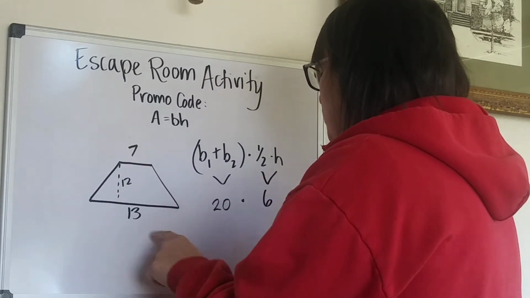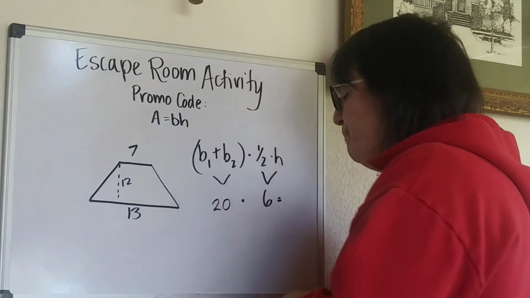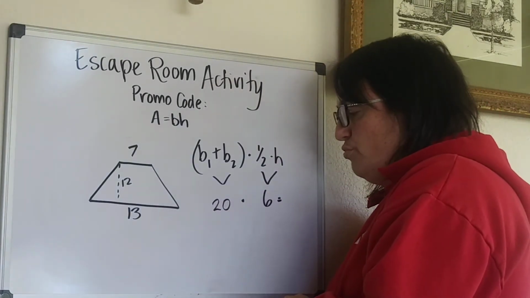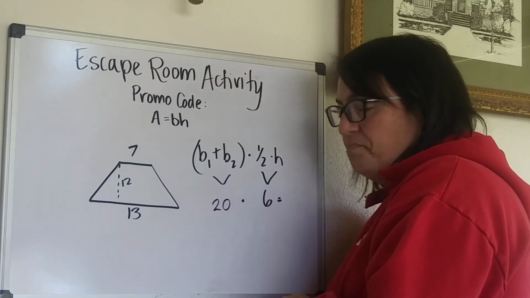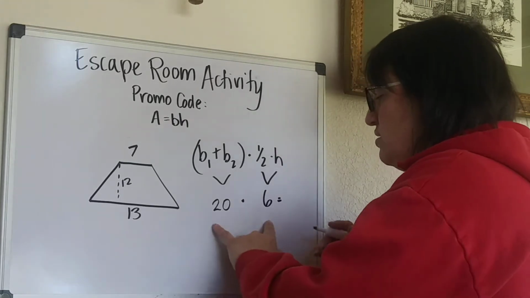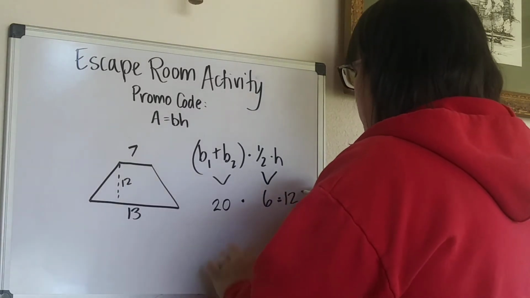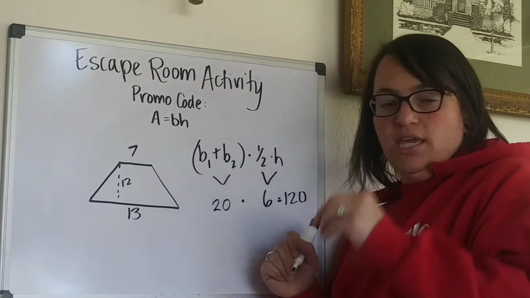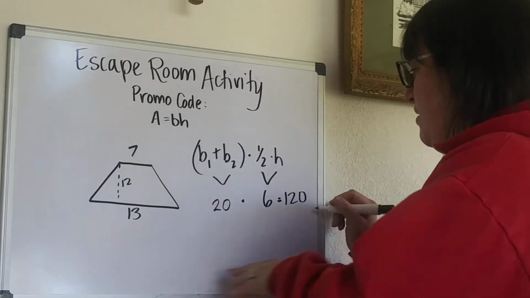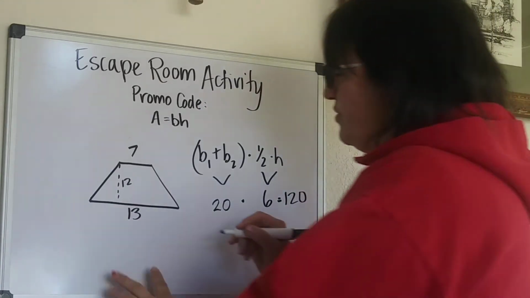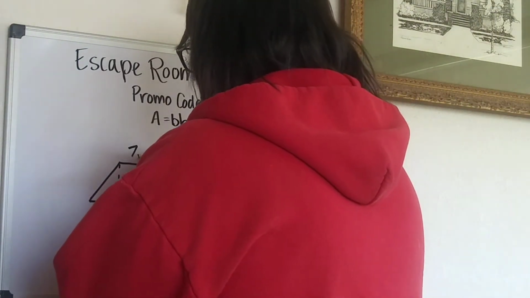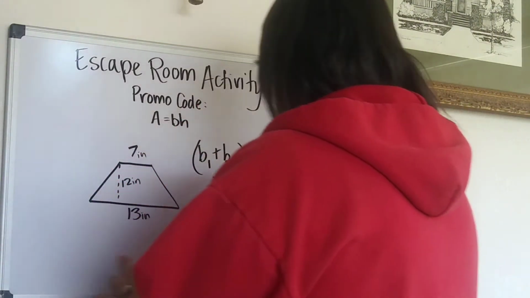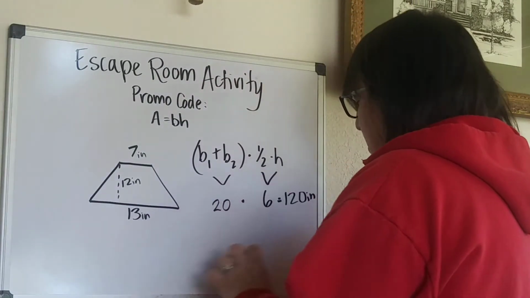And then I multiply those two together, which if you know your 6 times 2 is 12, and then the 0 carries over. So we get 120. Now, this is our area. I believe this was inches too. I'm sorry, I'm not being great at that. I'm also trying not to make this video take forever for your sanity and mine.